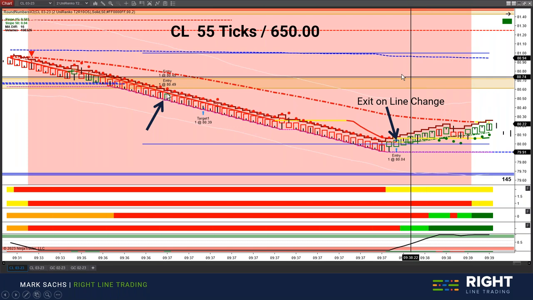And then it went pullback again, but I didn't get stopped out, and then it ended up closing down, and down it went. I trade two contracts. I take first profit target at 10, stop goes to break even, and then we exit when the 15 changed from red to yellow. So we have a feature called exit on line change, and it keeps you in the trades longer.